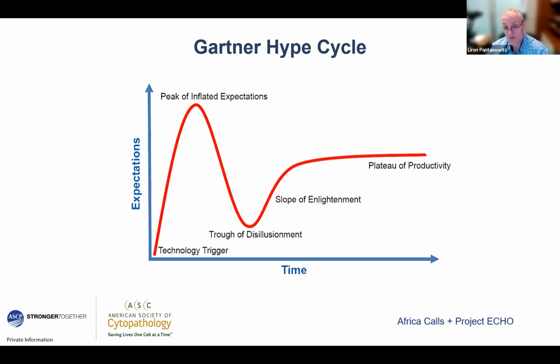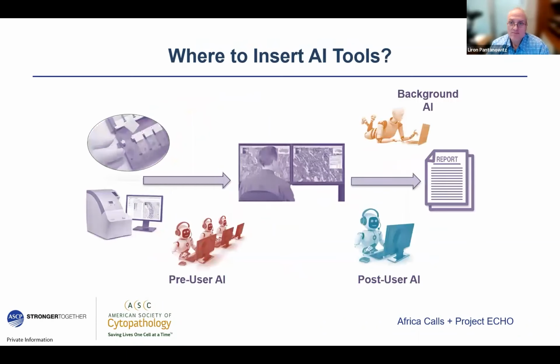What I like to do is encourage you, should your lab be one of those labs working on this or testing or validating this or decide that you actually would like to use it, don't give up. Wait for the slope of enlightenment, which is eventually we will reach that plateau where it will be useful, just like it was with the automated Pap test in many countries. We've reached a plateau where it is productive and helpful to use every day. Where would we insert these AI tools? That's also not clear.